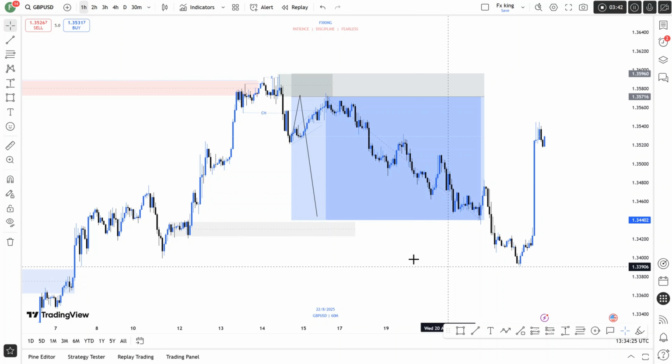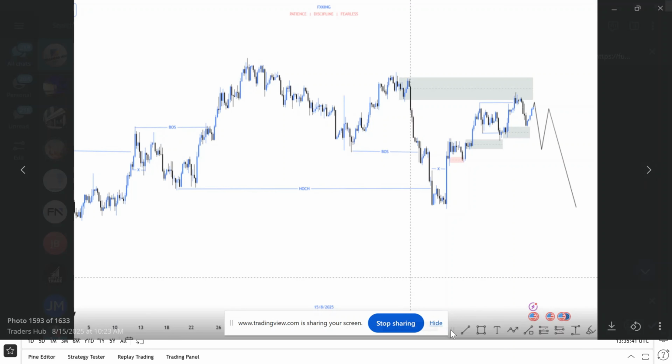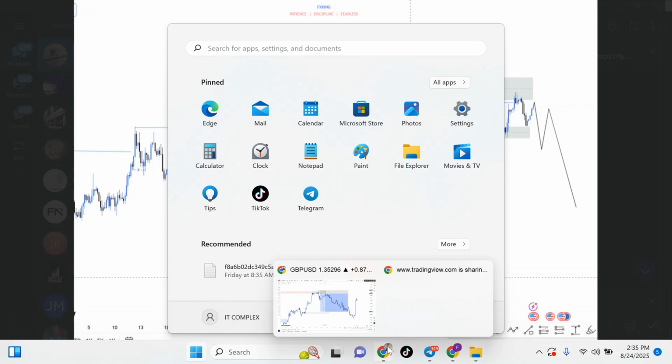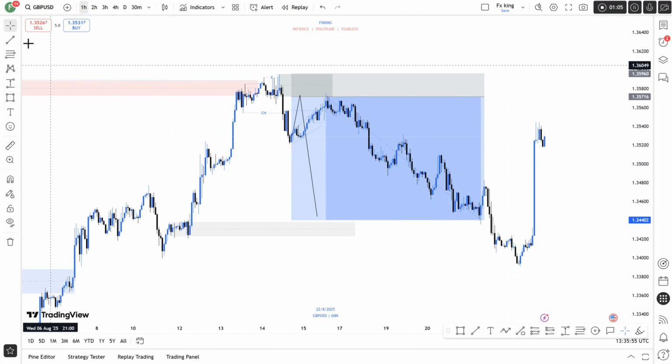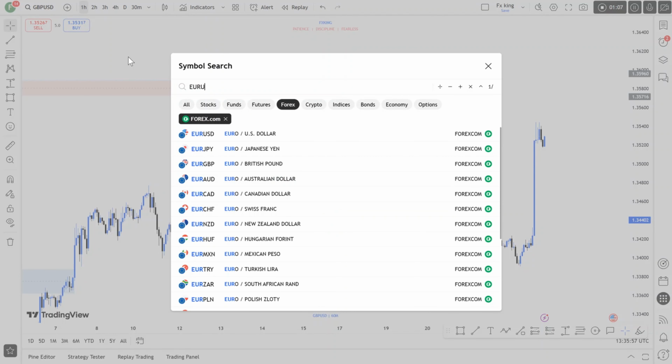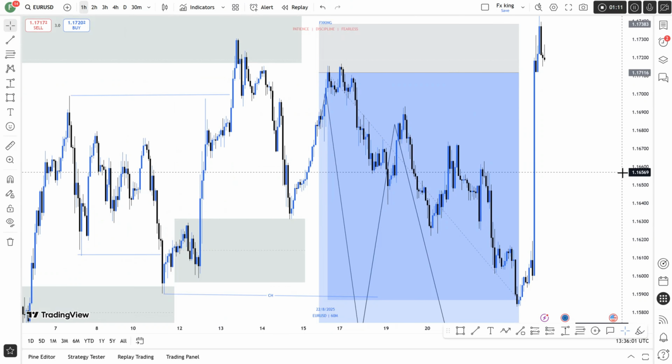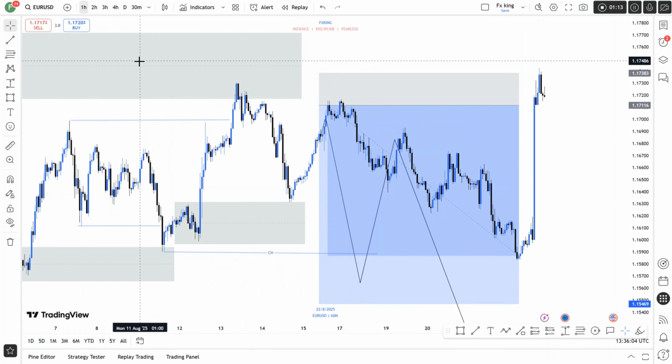So let's go to the next. Okay, this should be on Euro USD, right? This is Euro USD, and we map out this here. So let's go down to the real chart and identify this pair and look at it. So Euro USD. Okay, so this is Euro USD.